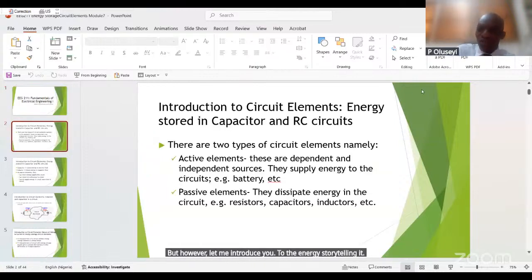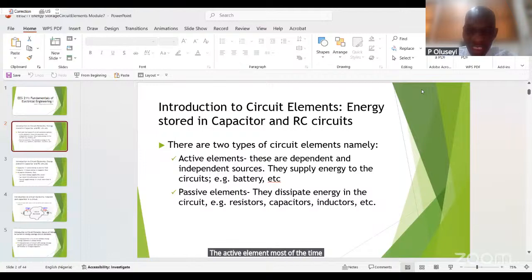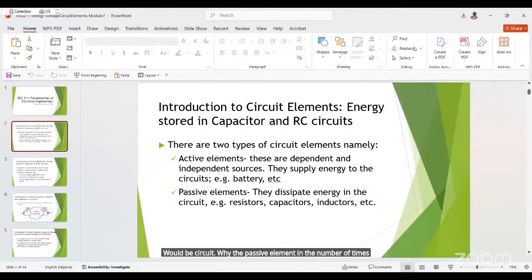There are two types of circuit elements. We have the active elements and we have the passive elements. The active elements, most of the time, serve as the independent source of energy to the rest of the network or the circuit, while the passive elements, in a number of times, they depend on the.